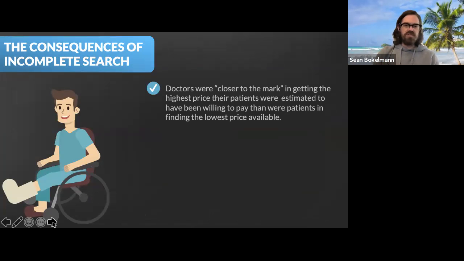So to summarize these results, basically doctors were closer to the mark in getting the highest price their patients were estimated to have been willing to pay than the patients were in finding the lowest available price. So doctors were better at getting closer to maximizing profit than patients were to getting the lowest price. So that kind of makes sense in a lot of ways, right? Even though doctors might not know the willingness to pay of the patient, they do still have an information asymmetry, right? They know a lot more about medicine and those sorts of things. So we're kind of touching on the issue of induced demand, but we're not quite there, right?